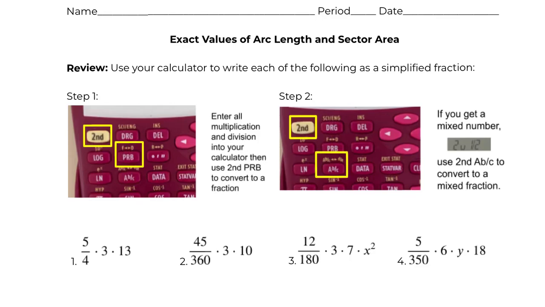Okay, now that you guys are really good at finding arc lengths and sector areas by rounding, I want to just talk us through what we would do if we wanted an exact value that isn't rounded.